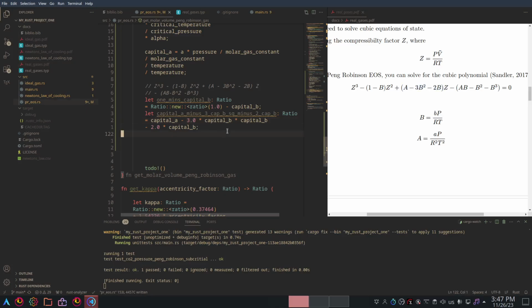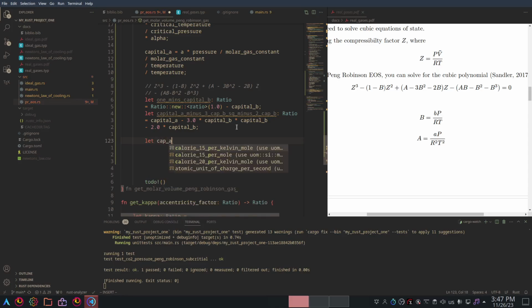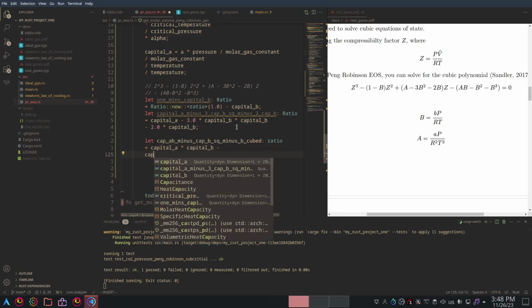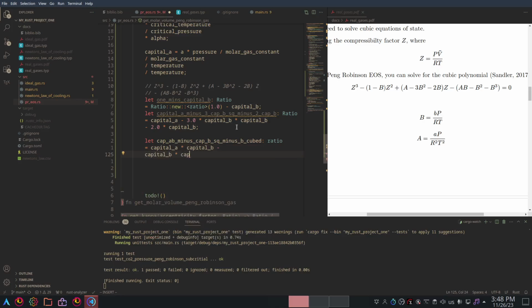Okay, last one is, let capital AB minus capital B squared, minus capital B cubed. Okay, this is also a ratio, and so I do capital A times capital B, minus capital B times capital B, minus, I'm going to copy and paste this, and I'll do capital B cubed.